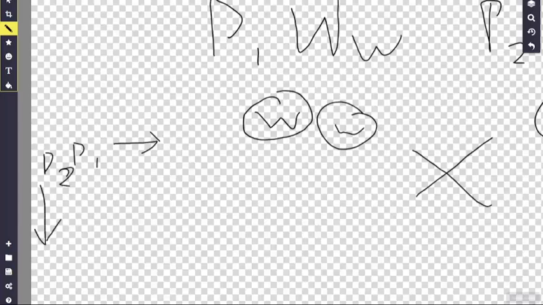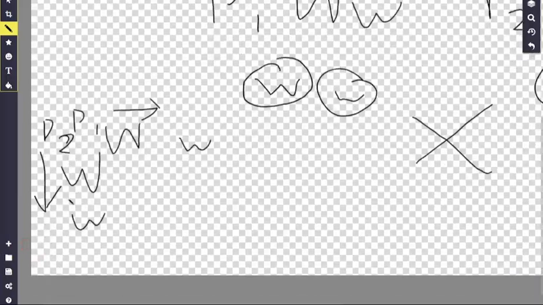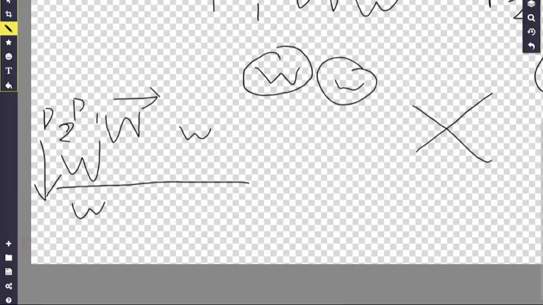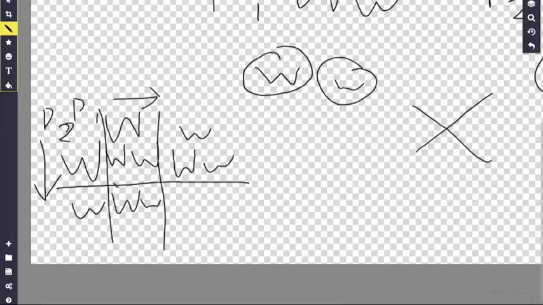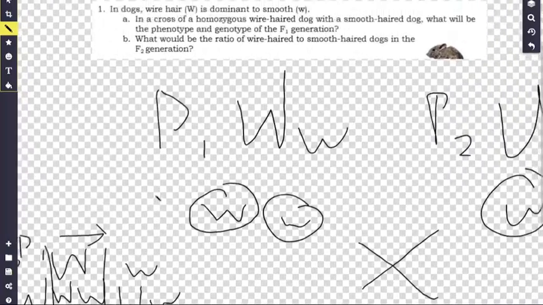And now we cross. So what does P1 have? P1 has a big W and a small w, and P2 has a big W and a small w. So now we're going to fill in this square. Looks like that. So this is big W, big W. That comes from this one. This one is a big W, this one's a big W, that one's a big W, this one's a small w. So we're going to do this. And this is a small w, this is a big W. And this is a small w, that's a small w. Now let's identify what they are.